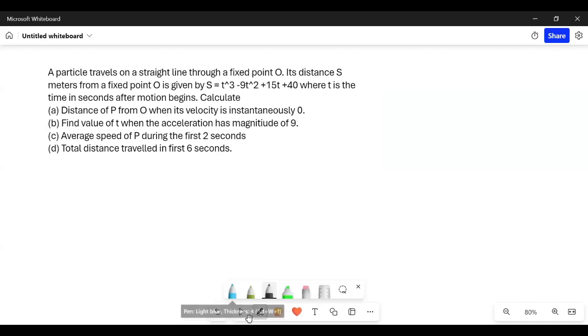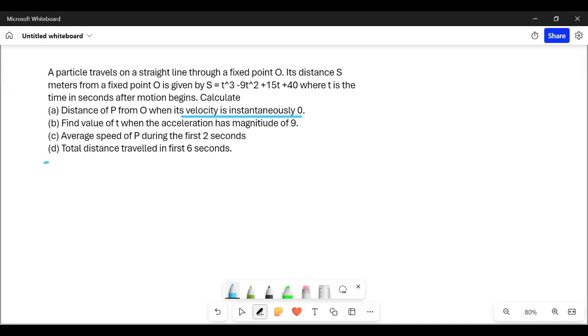Okay, so you have to find the distance s, but at what time? Because we're not given the time. Instead, we're told that the velocity is instantaneously zero. So let's find the expression for velocity first, equate it to zero, and then get the time from there.